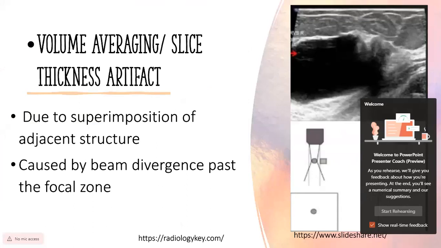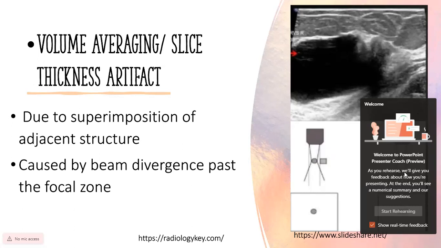The next one we're going to look at is volume averaging or slice thickness artifact. This is due to superimposition of adjacent structures and is caused by the beam divergence past the focal zone. So if we look at these images, the structure within the focal zone is seen as separate to the structure next to the focal zone.